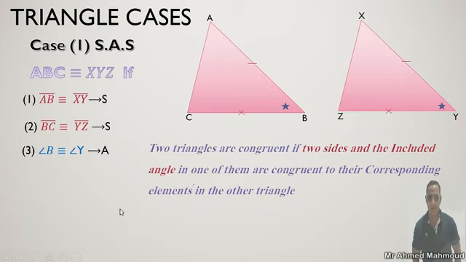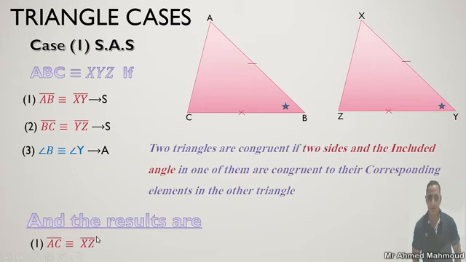Now, if the two triangles are congruent, then what will happen? Here we have some results. Since the two triangles are congruent, AC and XZ will be equal. Angle A and angle X will be equal. Angle C and angle Z will be equal. And this is called the results of the congruency. Now we have learned the first case, which is SAS.